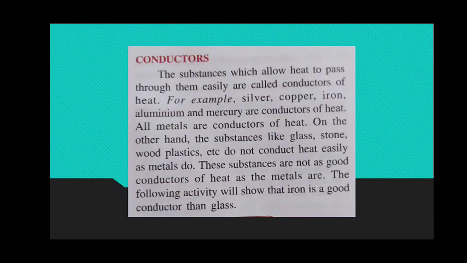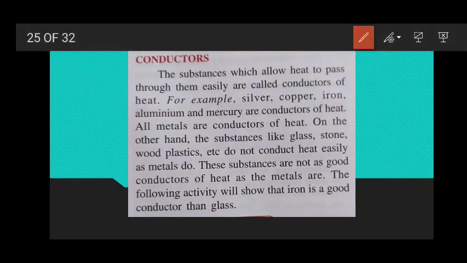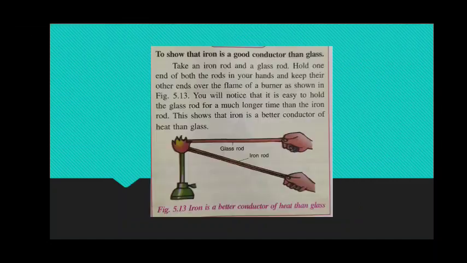Next is the conductors. Conductors means the substances which allow heat to pass through them easily. Clear? They are called conductors of heat. For example, silver, copper, iron, mercury, aluminium, they all are conductors, means they can pass the heat.